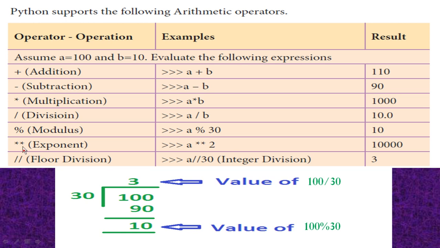Double asterisk represents the power, that is a power 2. That's called 100 square, 100 into 100, that is 10,000. Floor division gives the quotient value, the whole number, whole integer.